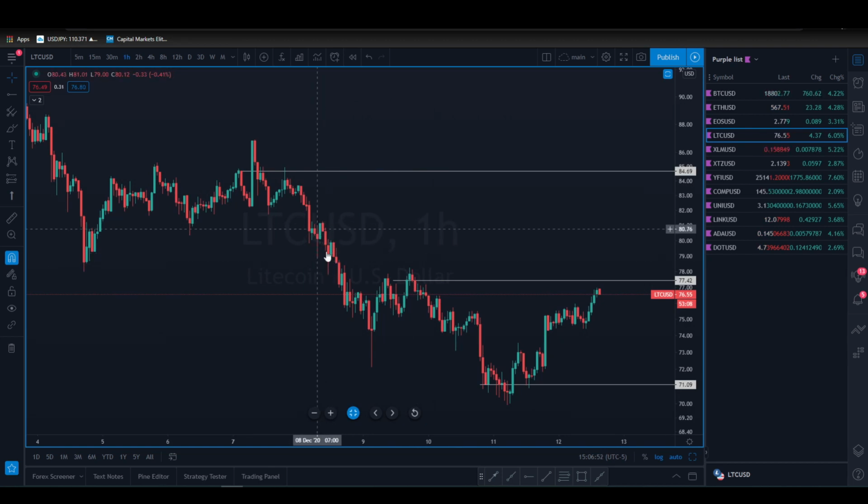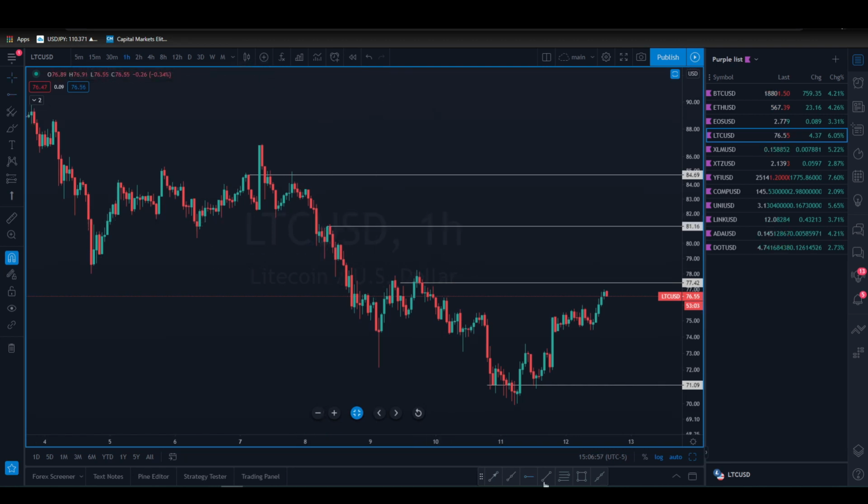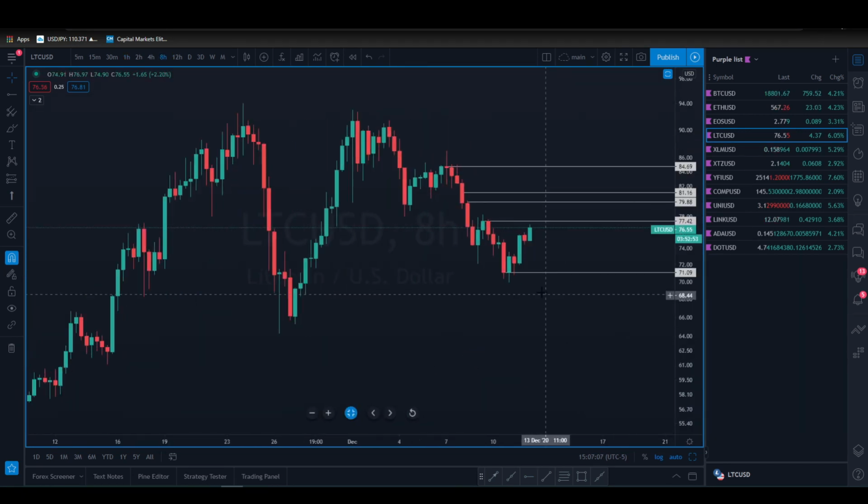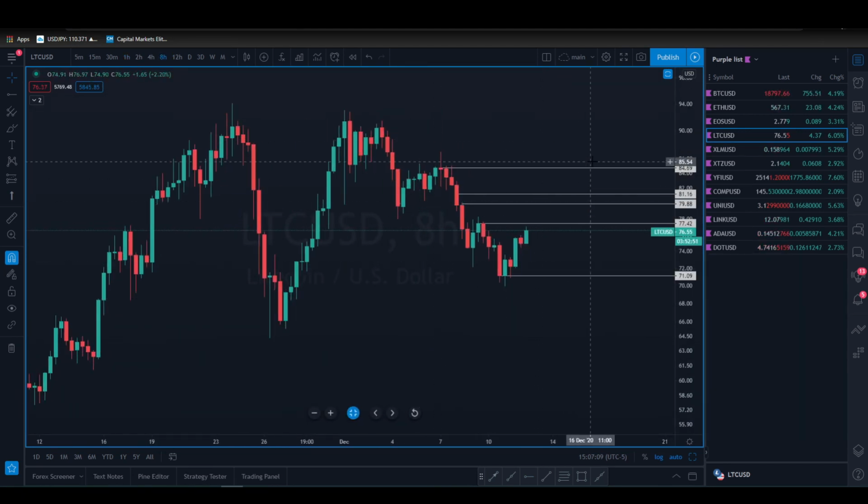So either one of these two are good, and if you're that short-term minded like me, you could just mark both of them. One of those areas will catch support or resistance. Will it hold? We don't know. We have to let price tell us. So those areas are 79.88 and 81.16.